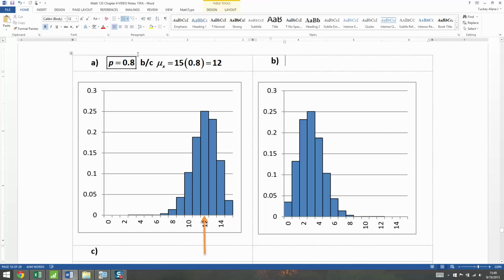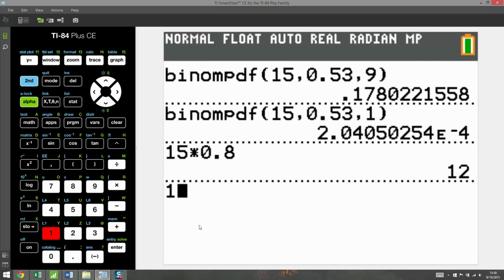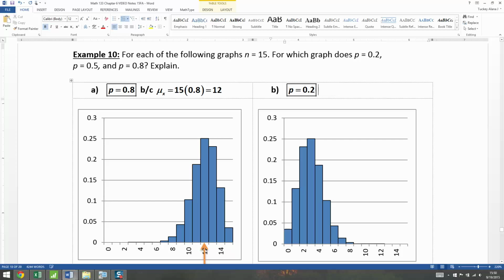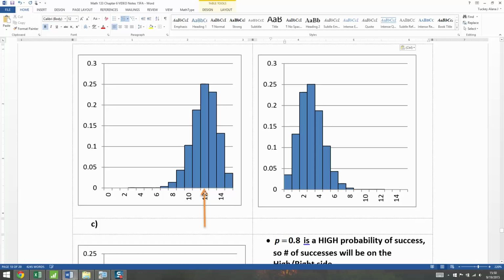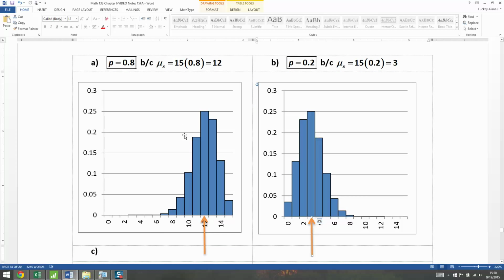Now what about this one on the right? I think that's 0.2. So what would be 15 times 0.2? 3. Okay, so that would make it 3. And that actually makes sense. When you look at the graph, the lump and all the largest bars are over at the 3. Now look at these two. They are very different graphs, right? Because the one on the left, there's no way 3 is the mean for the one on the left.